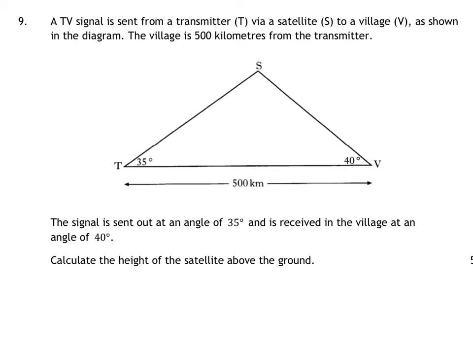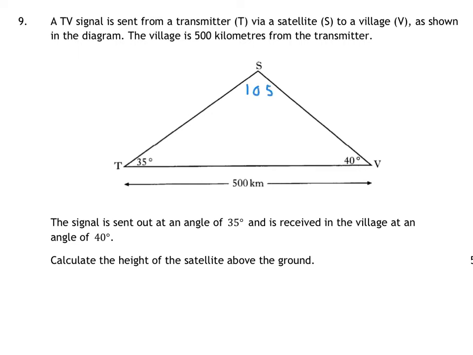Question 9 is a trigonometry question. A TV signal is sent from the transmitter to your satellite, and it's giving you this information. Now, the first thing to point out, this is not isosceles. I know it does look like it for first guess. First thing I'm going to do is I'm going to work out that angle up the top. That is 180 take away 75, so that angle up there is 105.